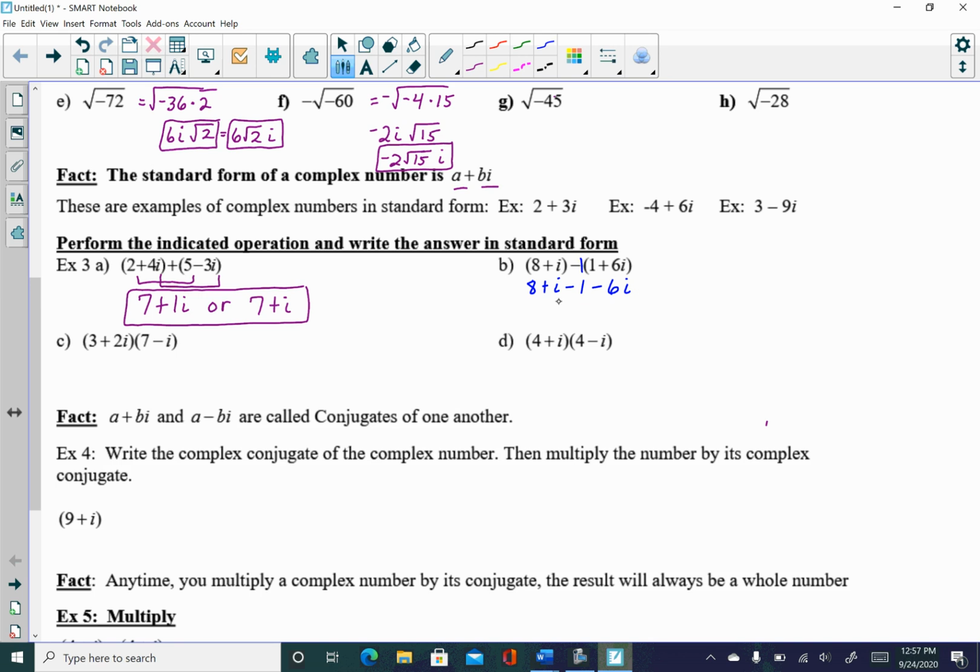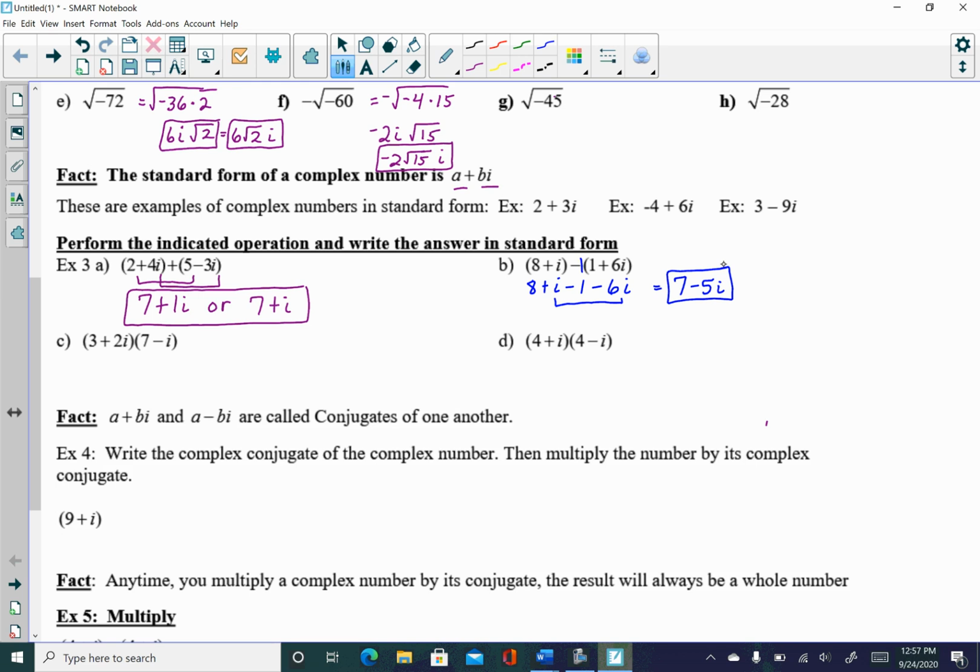Now, do like we just did. Combine like terms. So 8 minus 1 will give me positive 7. Combine my imaginary pieces. 1i minus 6i. So minus 5i. So 7 minus 5i. Final answer.